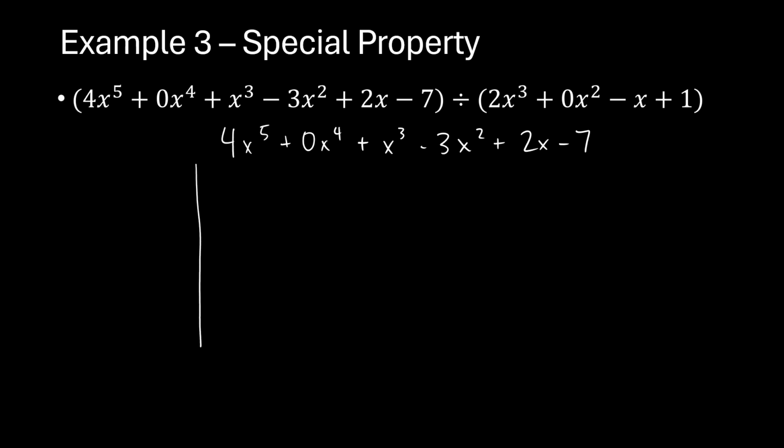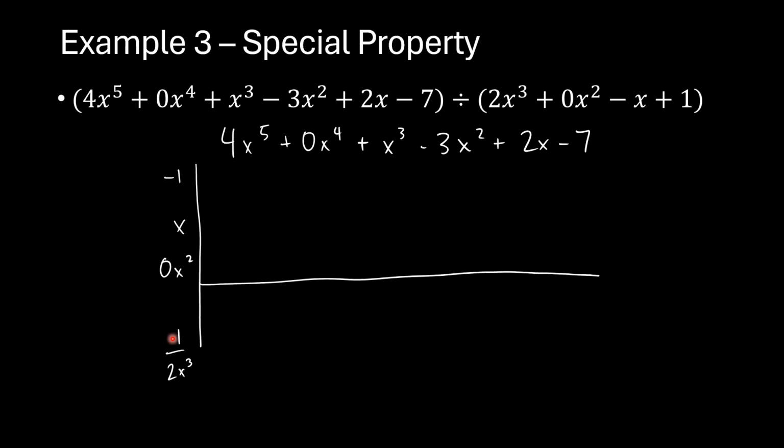Now we're going to set this up a little bit differently as before. We're going to have a remainder box, and I'll show you how to set that up. But top from bottom, so 1 over 2x cubed, 0x squared. Again, change the sign, so that would be a positive x, and then a negative 1, just like that. And then we'll put our remainder box.